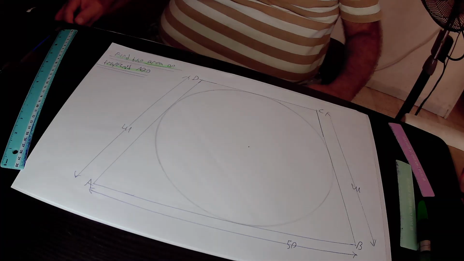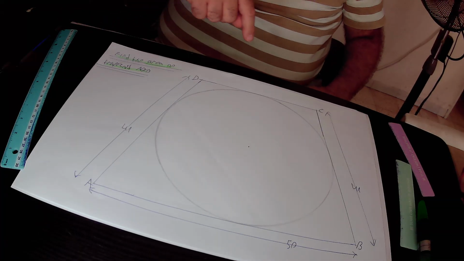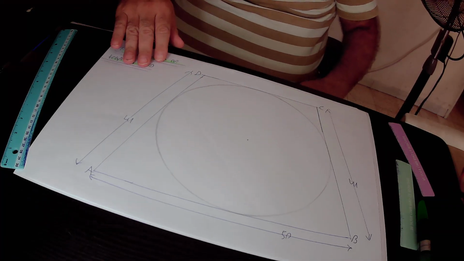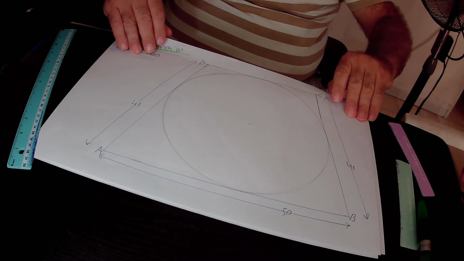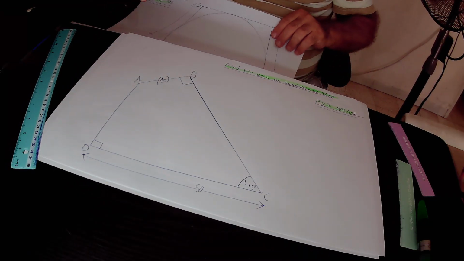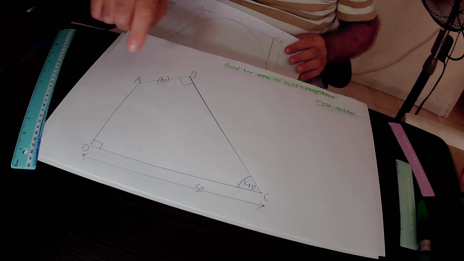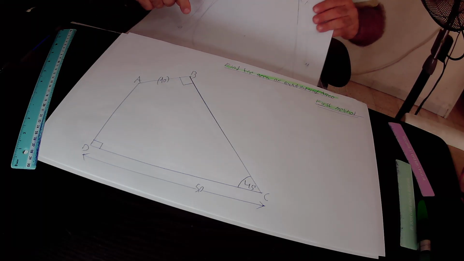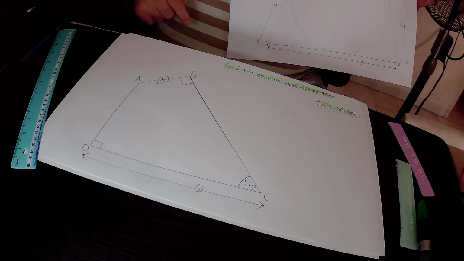Now in this lecture we'll answer two questions. In the first question we find out the area of this trapezoid ABCD, and in the second question we find out the area of this quadrilateral ABCD using two different methods. So we start with the first question.